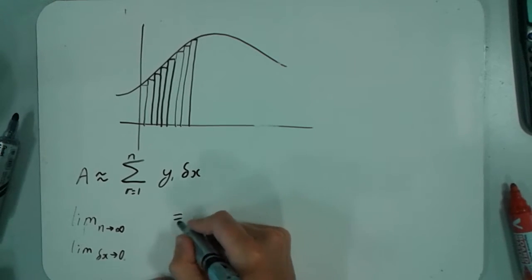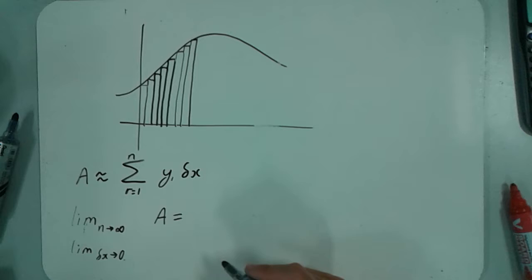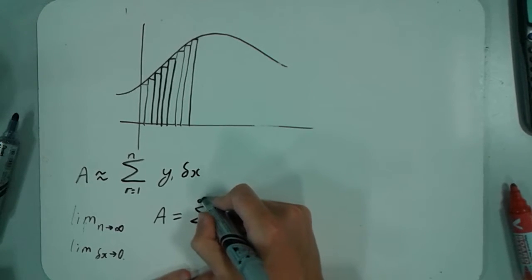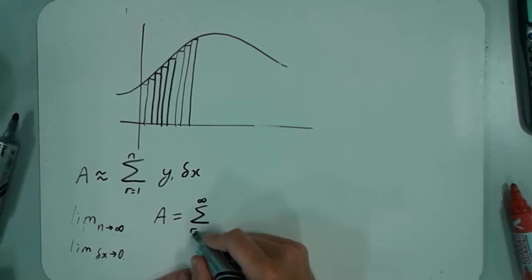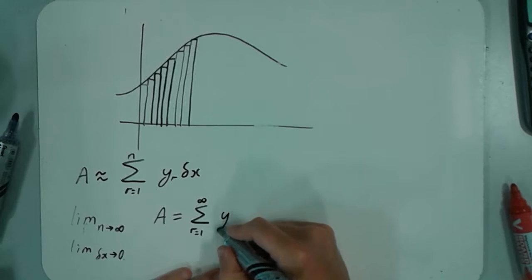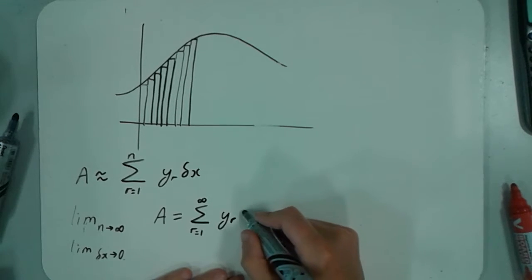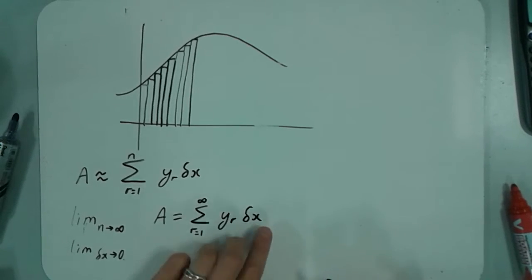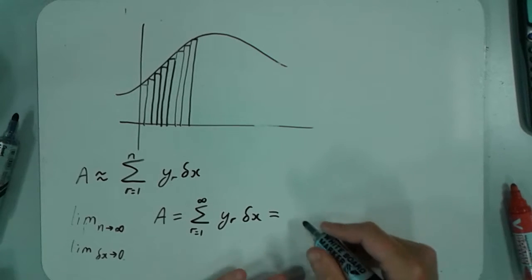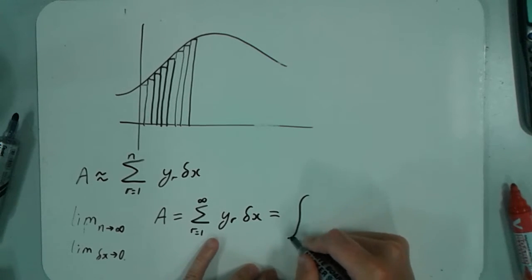Then this sum will again become a perfect approximation. We'll now have an infinite number of rectangles, and each one of them will be infinitely narrow. So we'll have a perfect approximation. Because this is hard to do, again we're looking at when this delta x goes to 0. For that perfect approximation, we use this sign.